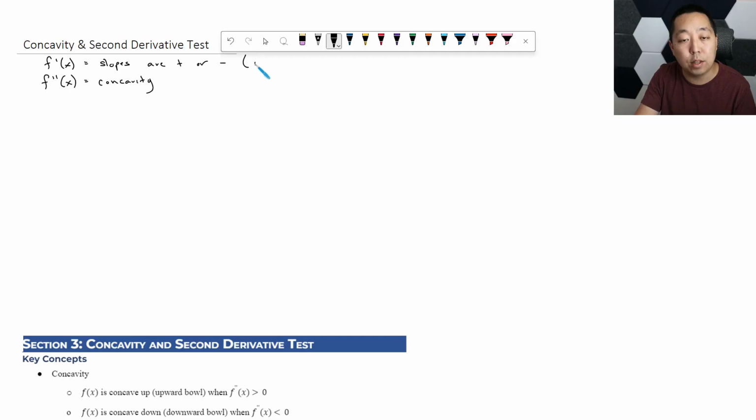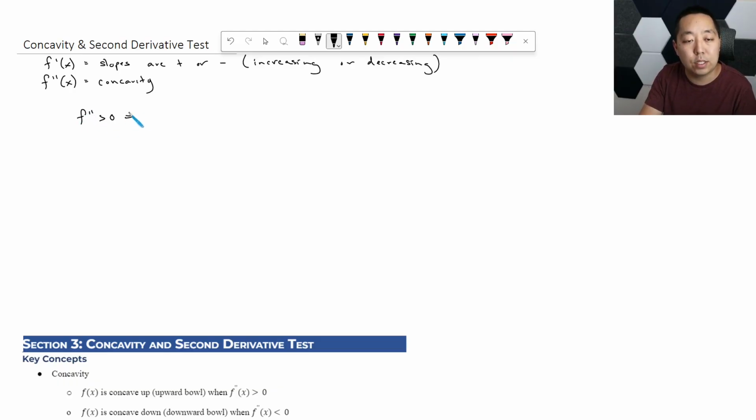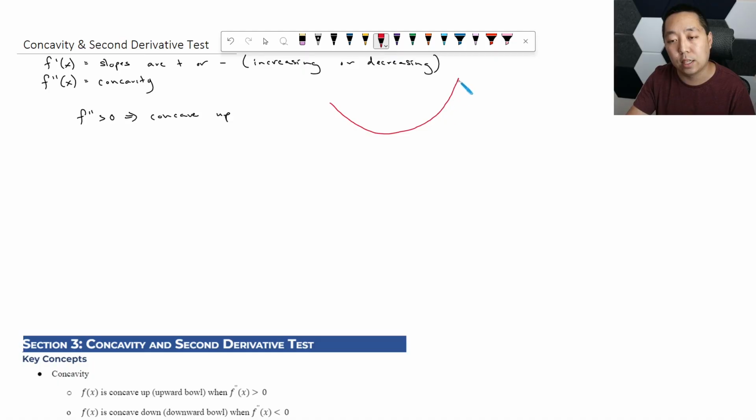And sometimes we call that increasing or decreasing. So if the first derivative is positive, it's increasing. If the first derivative is negative, it's decreasing. If the second derivative is greater than 0, we say it's concave up. And what concave up looks like is it looks like a bowl upward. So a graph that has a positive second derivative is something that looks like this. This has a second derivative greater than 0.